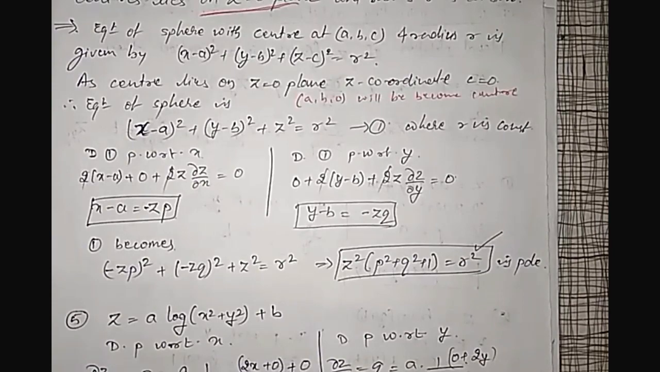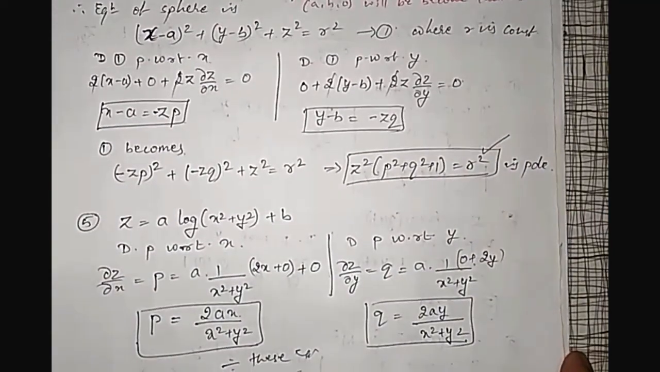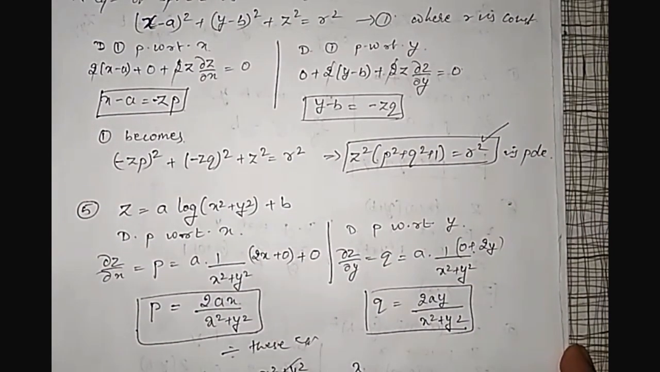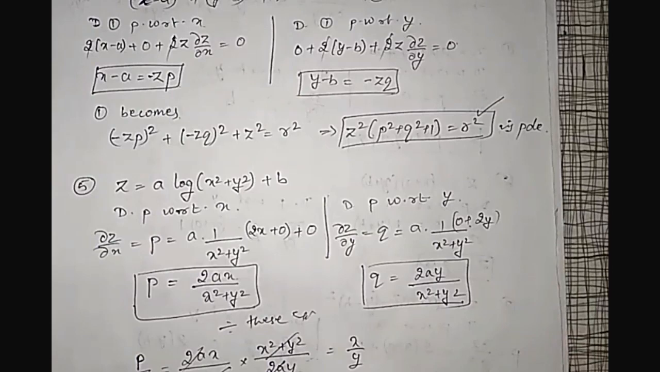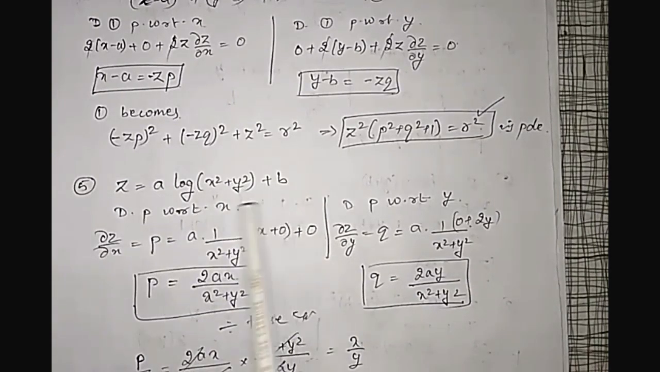In another example containing log, I will solve here. If z is equal to a into log of x square plus y square, plus b, is the given equation, for this, what is our partial differential equation? Again, a and b are arbitrary constants. I have to eliminate a and b here.